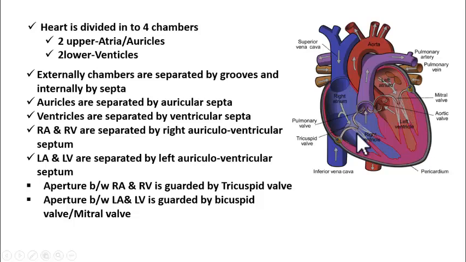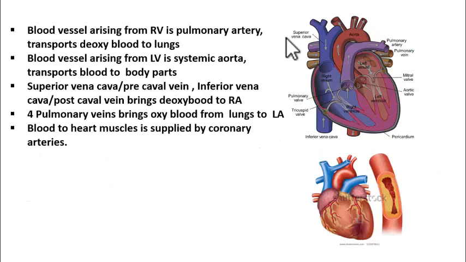So you understood about the chambers. RA, RV, LA, LV, and all chambers are separated by septa. But there is a connection between upper and lower chambers, and they have valves called tricuspid and bicuspid. Right? Now let us move further.